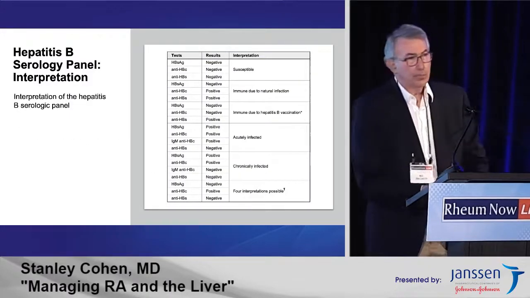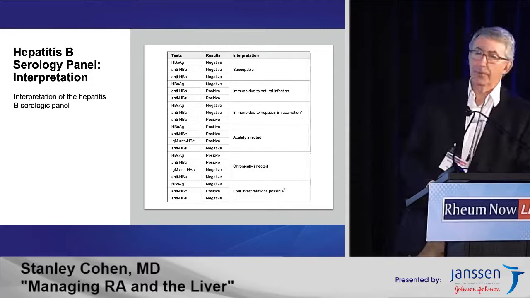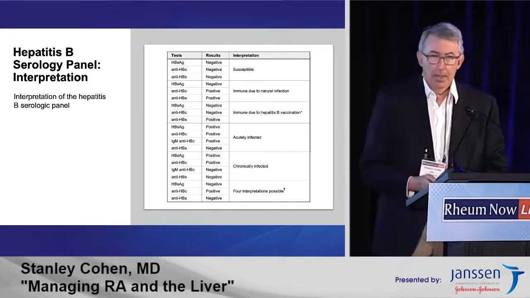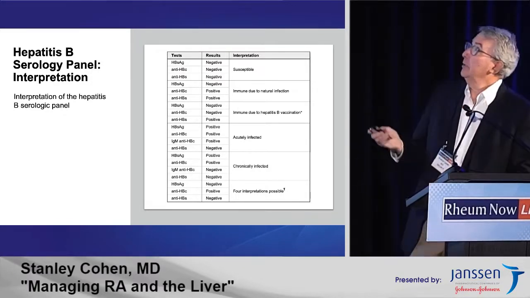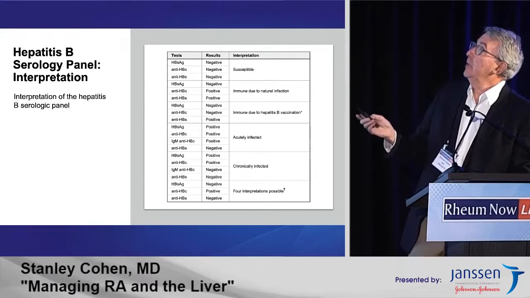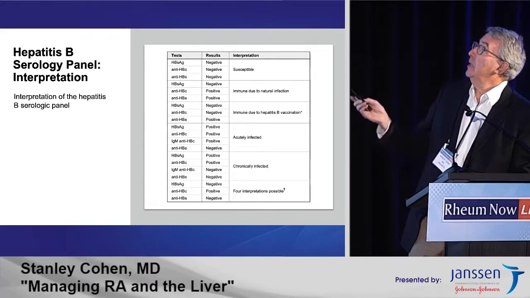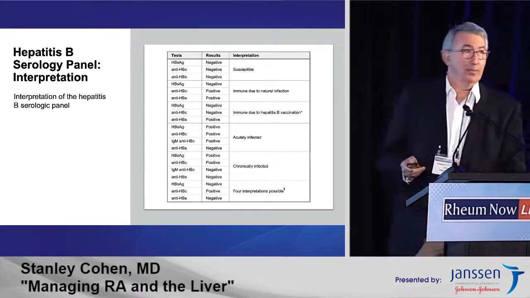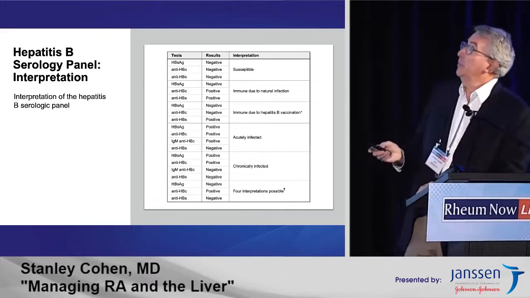So for those of you who heard Dr. Wang, you now have your eye chart here, but let's just run through this. So these are the tests that we do. And you can see this is someone who's negative for surface antigen, core antibody, and surface antibody. So that's someone who's not been exposed. That's someone who needs to be vaccinated for hepatitis B.